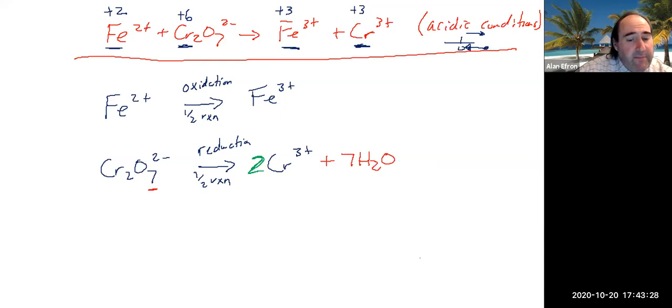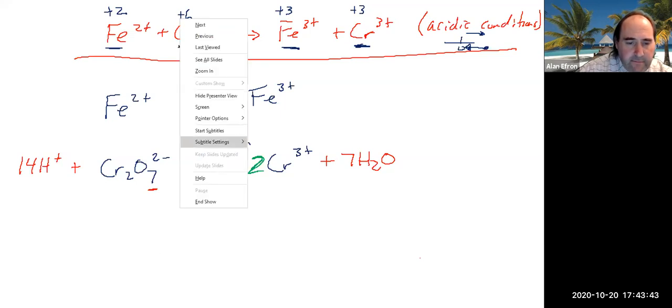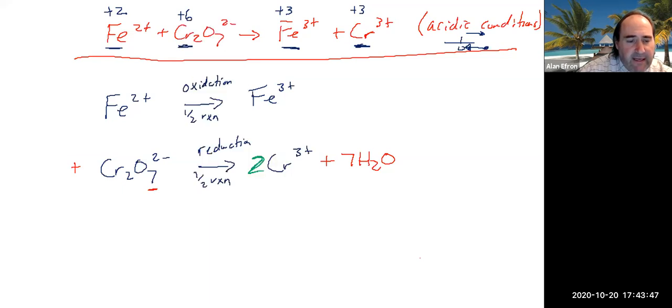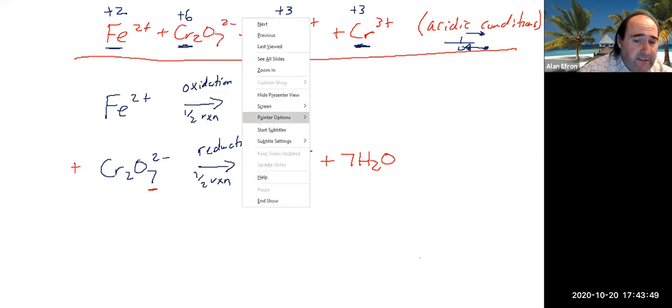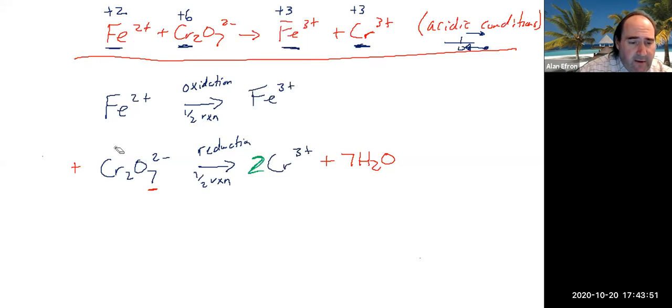Now, because we put 7 waters there, we also added some hydrogen, and that is 14 hydrogens. So we do need to put the 14 hydrogens on the other side here. And again, the purpose of putting those 14 hydrogens on the left-hand side is to balance the 14 hydrogens that we put on the right-hand side when we added the water. Any questions on that so far?